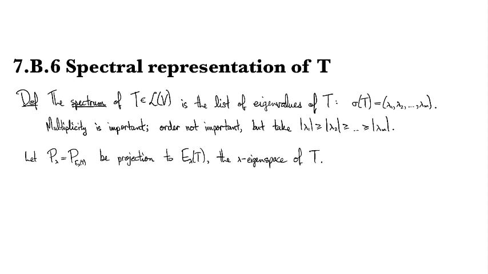I don't know if Axler even talks about this, but the spectrum of an operator is the list of eigenvalues. It's denoted by a sigma, just the Greek S for spectrum. Mathematicians are not super original when it comes to notation. So the spectrum is just the list of the eigenvalues, and it's very important that you have the multiplicity right. If 1 is an eigenvalue of multiplicity 3, then you need to have 1, 1, 1 appearing in that list in some order.